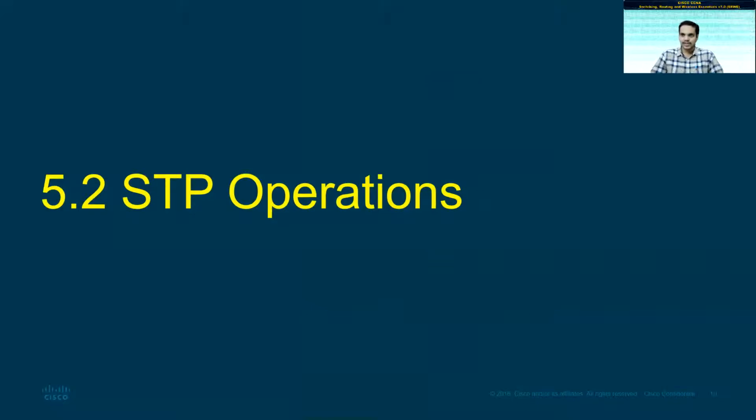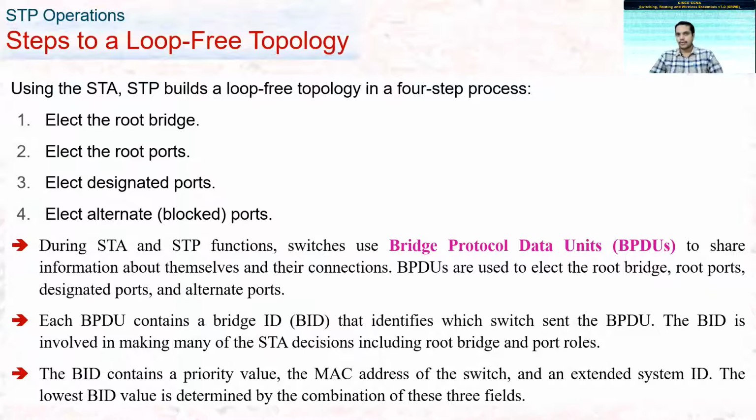What are the different operations that STP is going to carry out? Now, steps to a loop-free topology. Using the STA, the spanning tree algorithm, STP builds a loop-free topology in a 4-step process. We will discuss each one of these steps in detail with some examples. First one is elect the root bridge. Second is elect the root ports. Then elect the designated ports, and whatever ports are remaining, mark them as alternate or blocked ports.